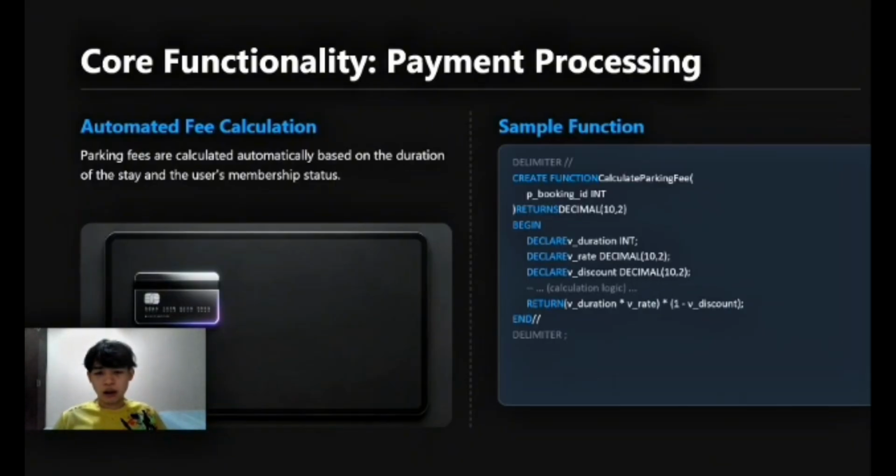Payment processing is another critical area. We have created a function that calculates the parking fee by considering the duration of the stay, the applicable rate for that parking lot, and any membership discount. This function is then used to generate a payment record, ensuring accurate and automated billing.